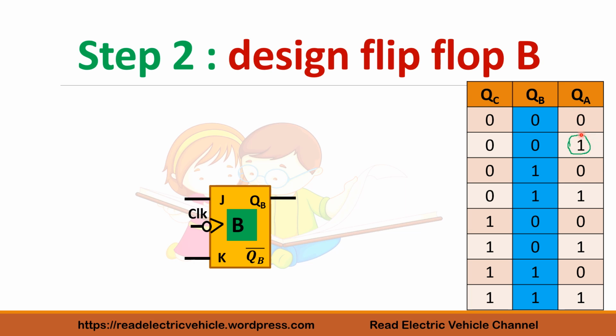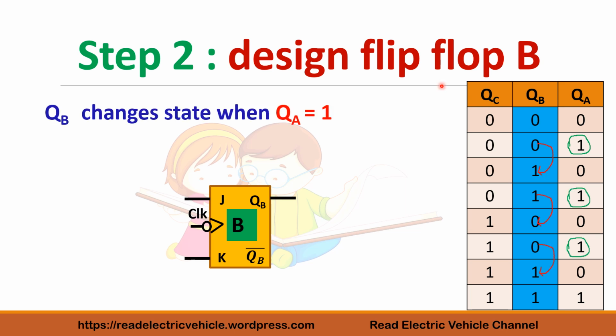You see here, when 1 is there in the first flip-flop, this QB changes its state. So QB changes state whenever QA is equal to 1. So this is how you have to find the relation between QA and QB. So what can we do?